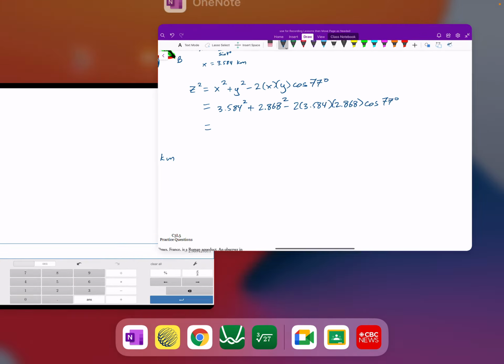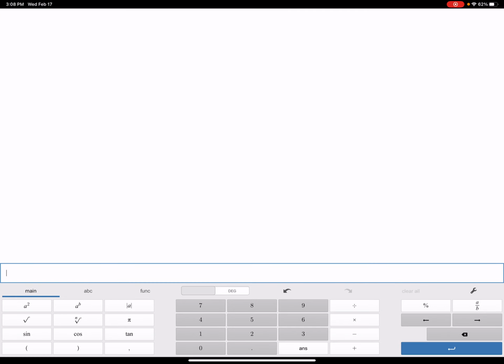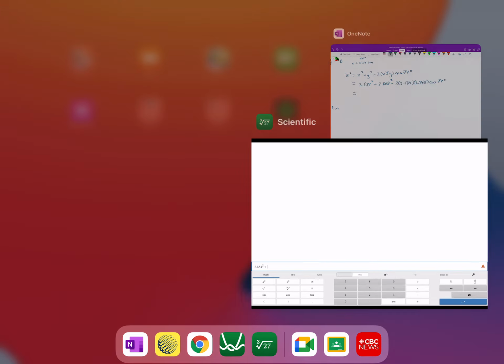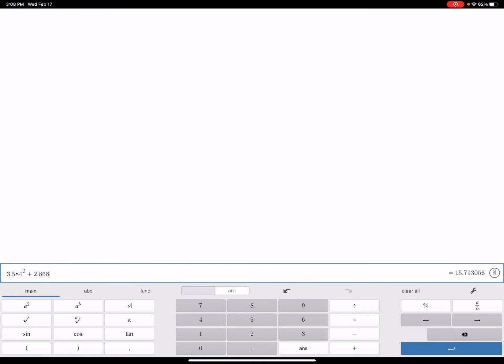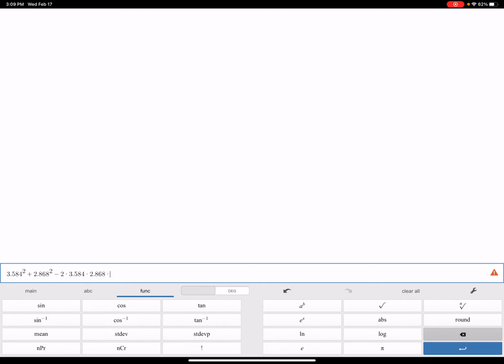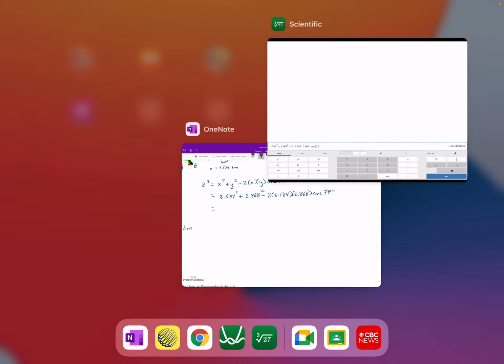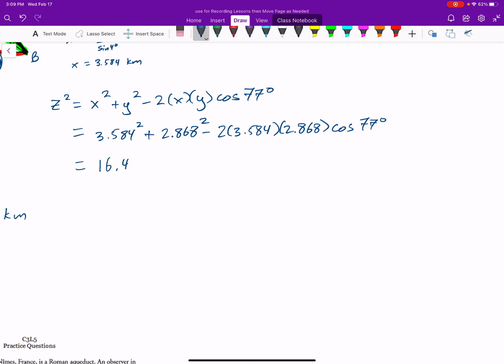So 3.584 squared, I'm going to have to go back and forth because I'm not going to remember all this. 3.584 squared plus 2.868 squared minus 2 times 3.584 times 2.868 times cosine of 77 degrees. Okay, 16.4459, etc. So 16.446. That's what z squared is.